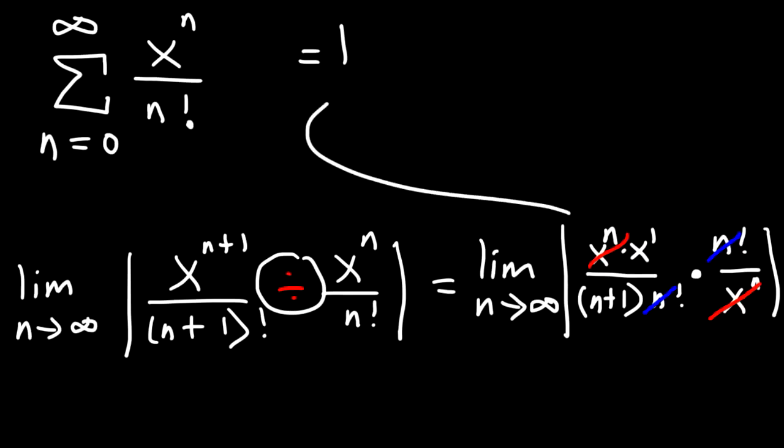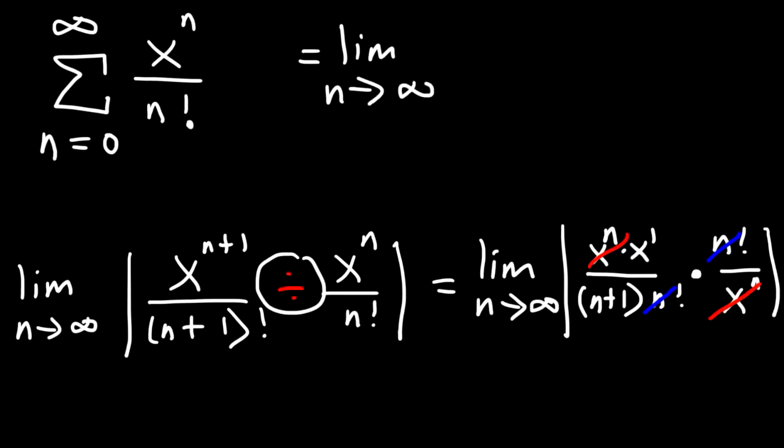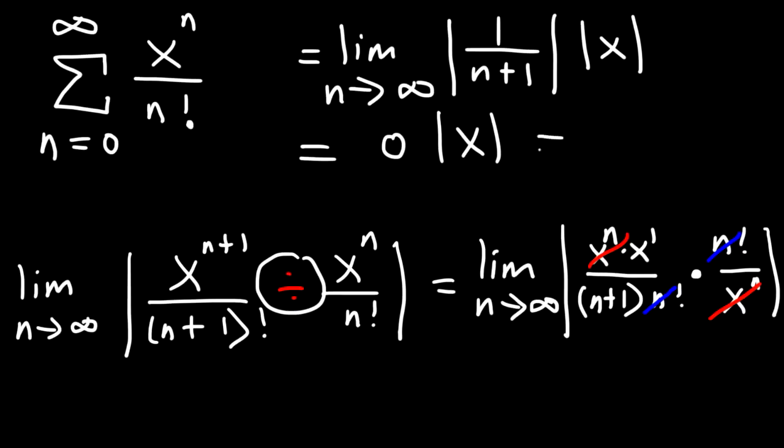I'm continuing from here. Just keep that in mind. I'm not saying this is equal to this here. So this is equal to the limit as n goes to infinity of the absolute value of 1 over n plus 1 times the absolute value of x. So basically I separated x over n plus 1 into those two parts. Now, as n goes to infinity, what happens to 1 over n plus 1? That's going to go to 0. And 0 times x is 0.